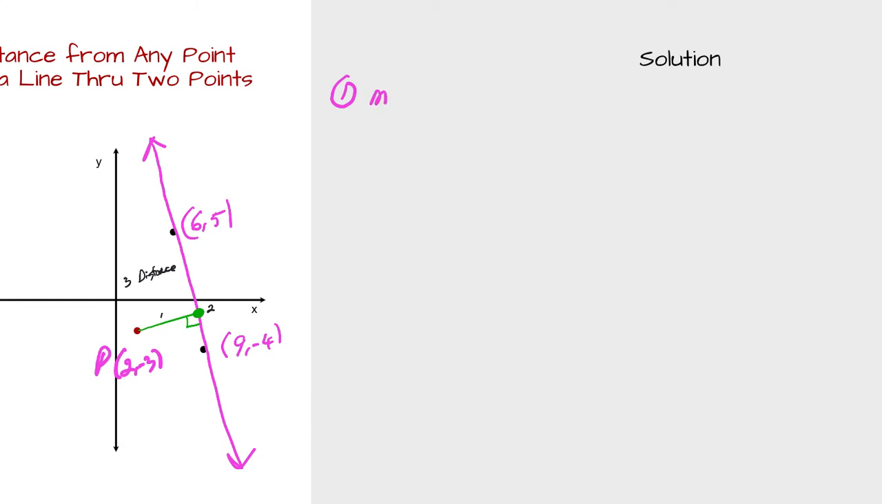So slope is the change of y over the change of x. So -4 minus 5 over 9 minus 6 becomes -9 over 3 becomes -3. So while I have that slope, I can certainly indicate what the perpendicular slope is. But now that I have the slope, I may as well find the equation of the pink line.